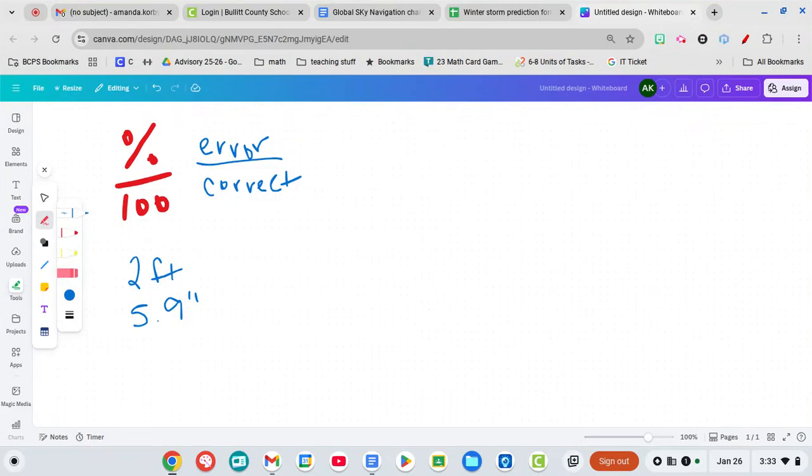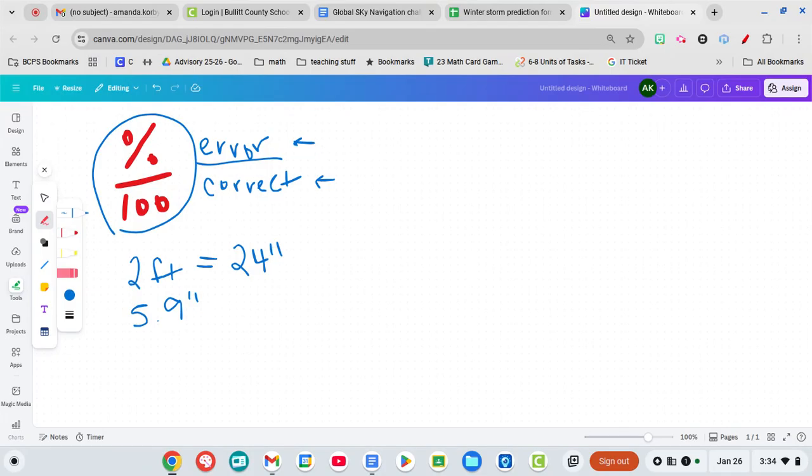So you can see here I have percent over 100 because we know percentages are always out of 100. And to calculate percent error, we're looking at the ratio of the amount of error to the actual correct amount. So Miss Ackerman guessed that there would be 2 feet of snow. So the first thing I need to do is convert that to inches. So that's 24 inches. And I need to figure out how much she was off by.